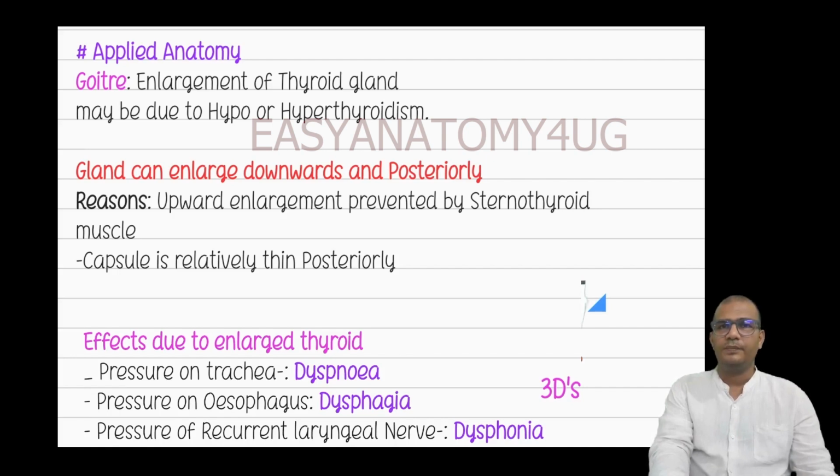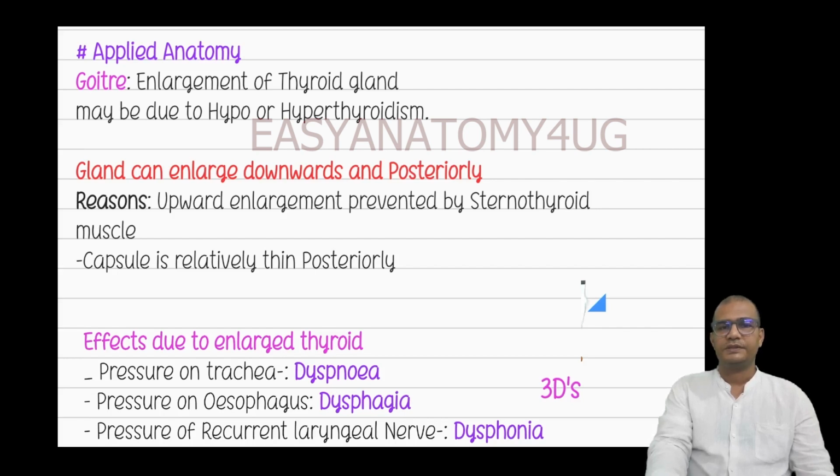It will not be enlarging towards the apex, because at the apex it is arrested by the sternothyroid muscle and the muscle that is attached to the thyroid lamina. We know it is sandwiched in between the inferior constrictor and sternothyroid muscle. So these muscles will prevent upward movement, and the gland will grow more on the posterior aspect, because posteriorly the capsule of the thyroid gland is slightly thin as compared to the anterior border. So posteriorly it will enlarge, as well as in the downward direction.